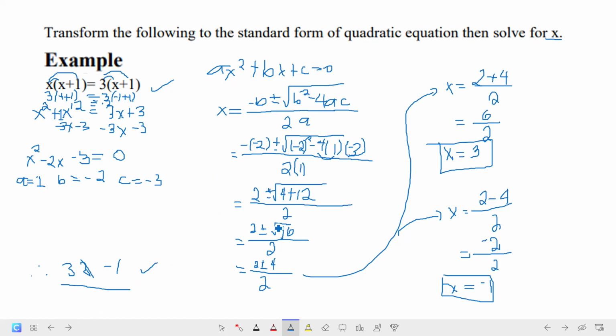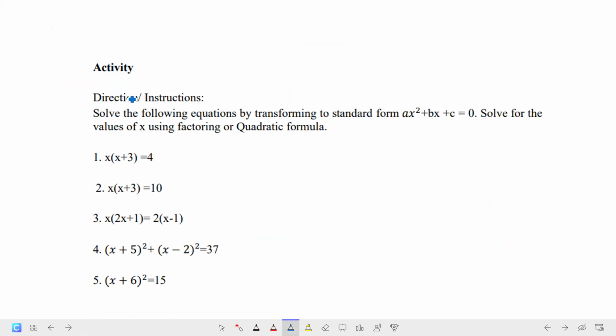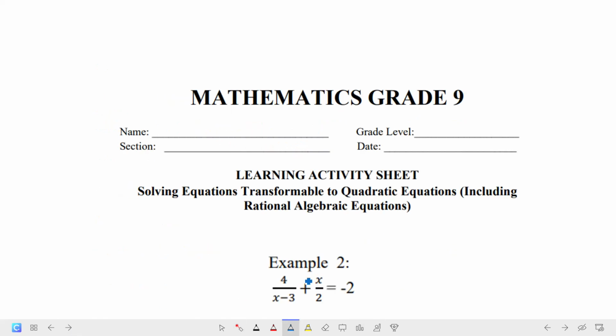Now we know how to solve transformable equations like this, and now you're ready to solve your answer activity. Okay, so you are going to transform that into standard form and then use factoring or quadratic formula to solve the given. Okay, so that's all you will use. This is what is required for you. Factoring or quadratic formula.